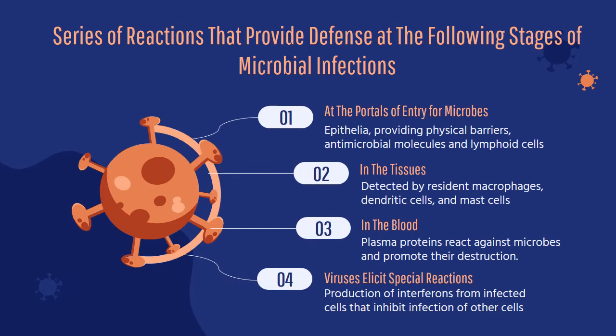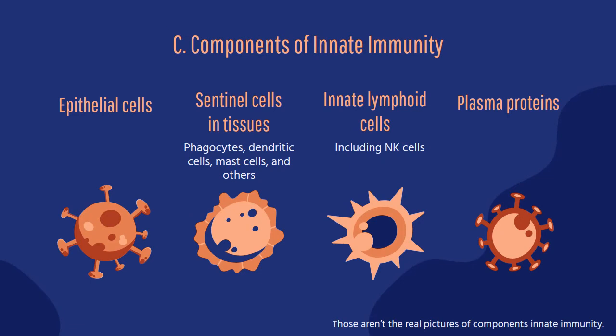The innate immune response can be considered as a series of reactions that provide defense at the following stages of microbial infections. The first is at the portals of entry for microbes, the second is in the tissues, the third is in the blood, and the fourth is that viruses elicit special reactions. These are the components of innate immunity: epithelial cells, sentinel cells in tissues, innate lymphoid cells, and plasma proteins.